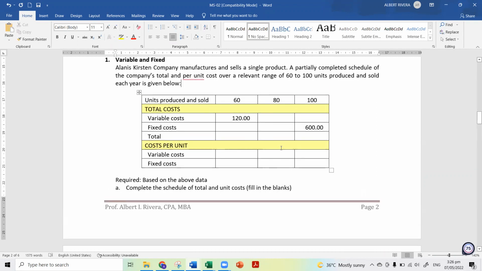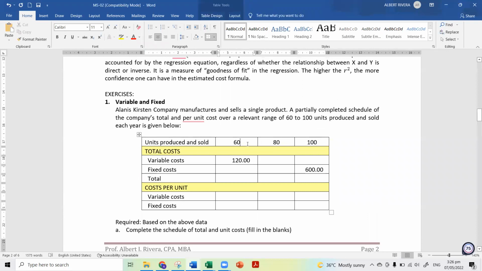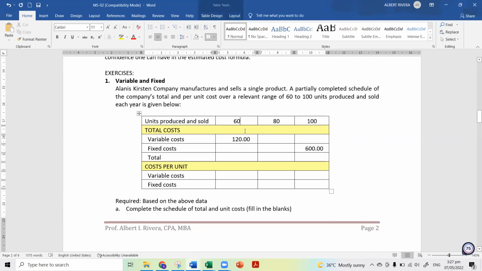So, it's as if we are going to do Sudoku, in the sense that you will complete it. Okay. So, using the cost behavior. Okay, this is now the activity, the number of units produced, which is 60, 80 units, and 100 units.